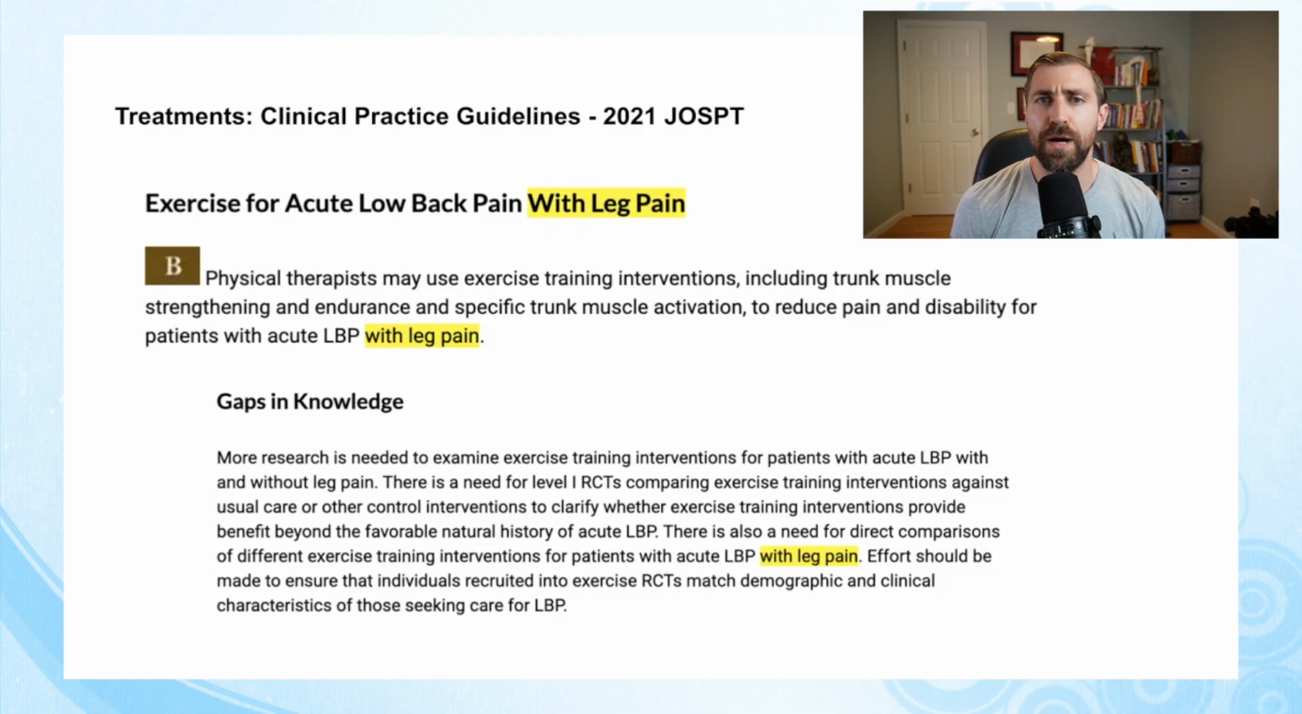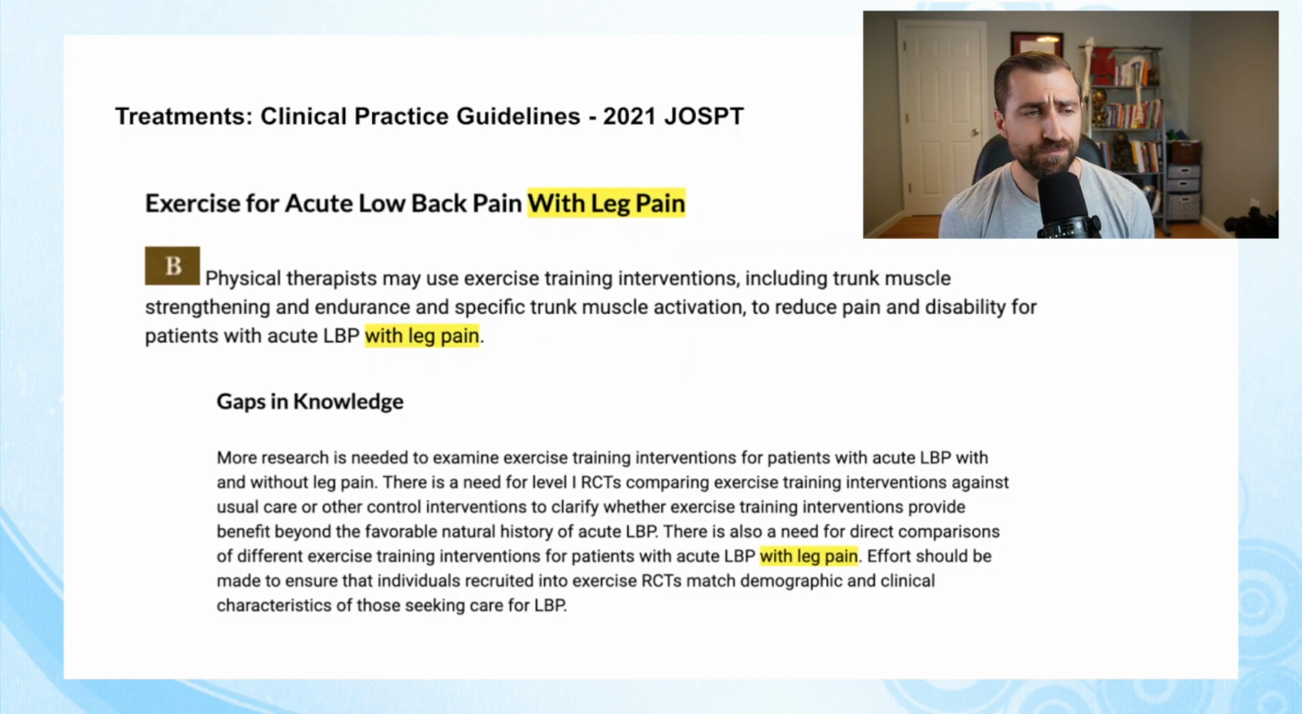So first we'll talk about acute low back pain. So let's say someone has a very recent onset of low back pain with leg pain. Again, may or may not be radicular in nature. What are the best treatments for these folks? Well, JOSPT gave a grading of B that physical therapists may use exercise training interventions, including trunk muscle strengthening and endurance and specific trunk muscle activation to reduce pain and disability for patients with acute low back pain with leg pain. This is actually a pretty big gap in knowledge, right?